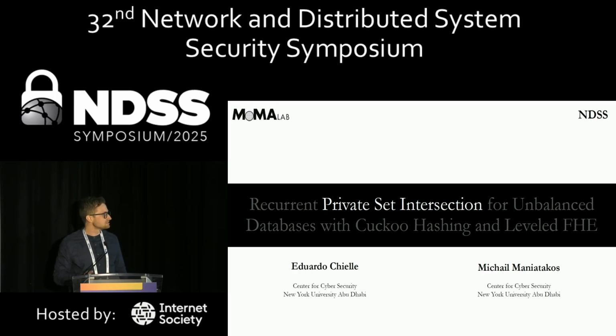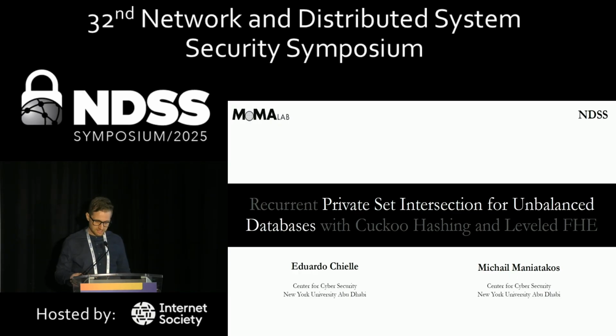Typical private set intersection protocols consider two parties known as the sender and the receiver. The receiver is the one that actually learns the intersection, and the sender doesn't learn anything. And also in these typical protocols, they assume the parties have sets of similar sizes.